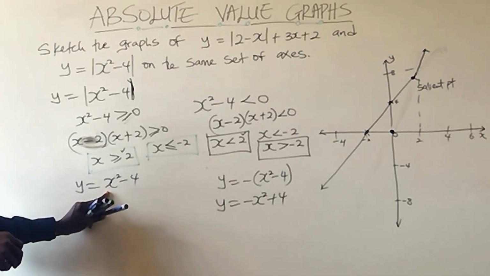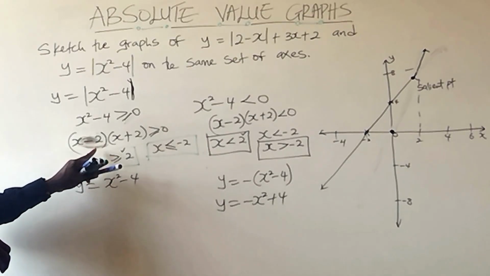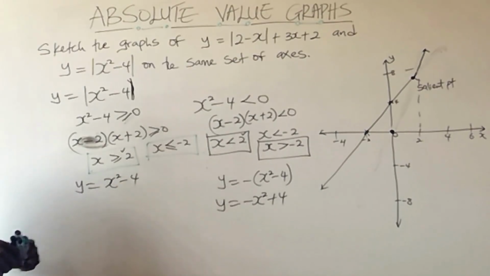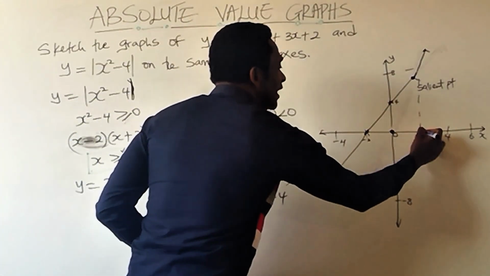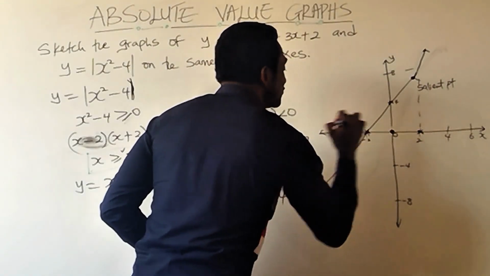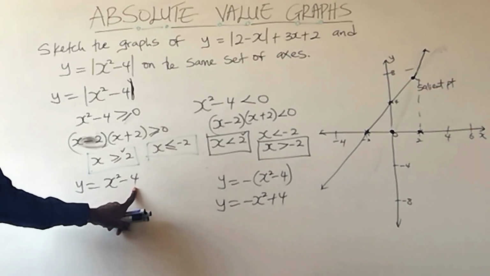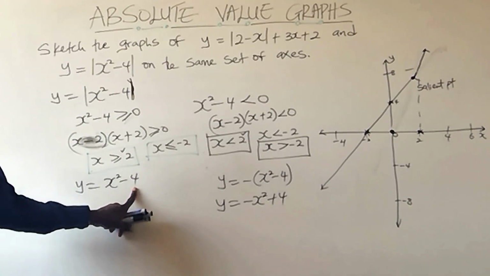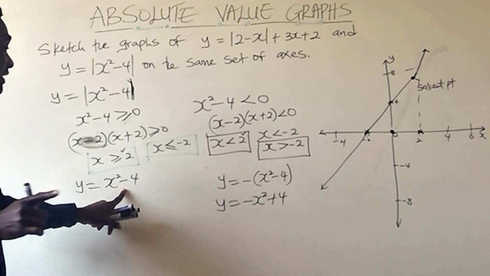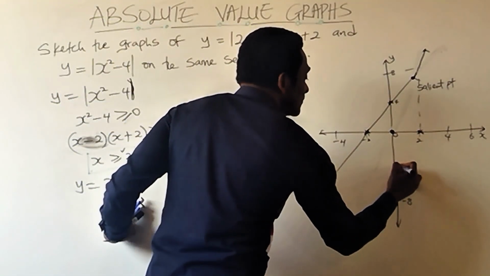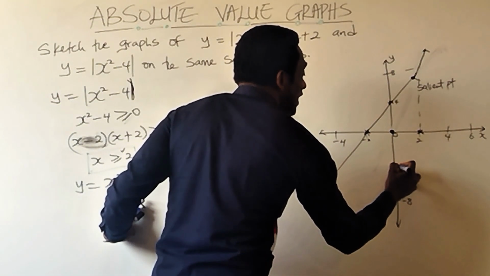X squared minus 4, we have our intercept at 2 and negative 2. So our intercept will be at 2 and negative 2. Then our y-intercept will serve as our turning point because we don't have any b. So our turning point is negative 4. So in that case, we will have this graph.